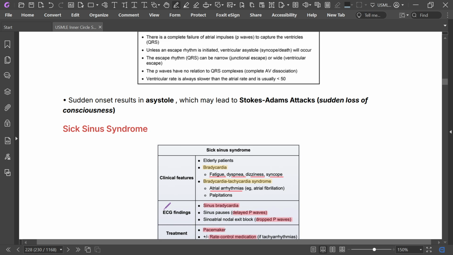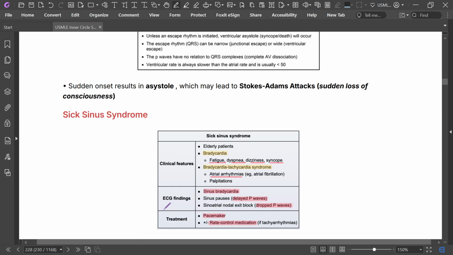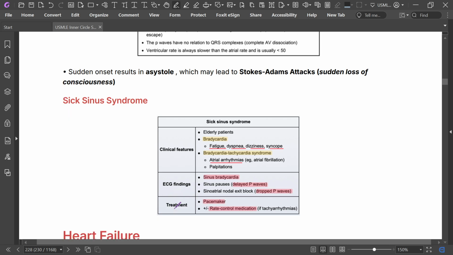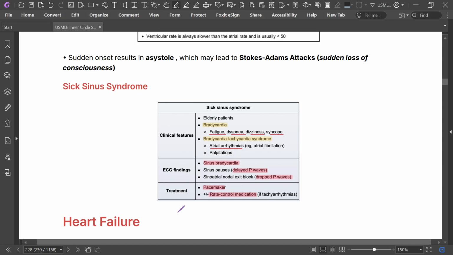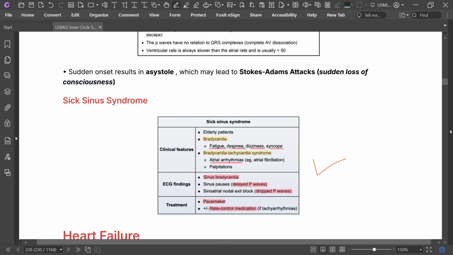Sick sinus syndrome may lead to sudden onset asystole, with sudden loss of consciousness, in the elderly: bradycardia, fatigue, dyspnea, and tachy-brady syndrome with arrhythmia and palpitation. ECG findings: sinus bradycardia, sinus pause, delayed P wave, and sinoatrial exit block. There may be a dropped P wave. A pacemaker is the treatment of choice, with or without rate control if tachyarrhythmia is present.